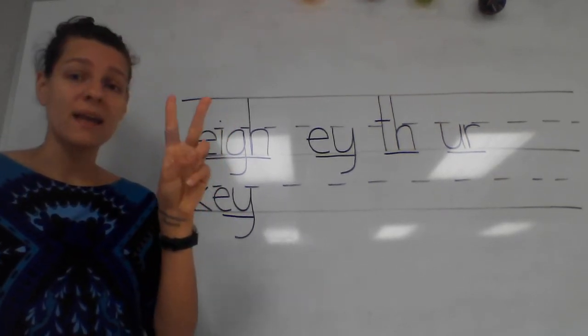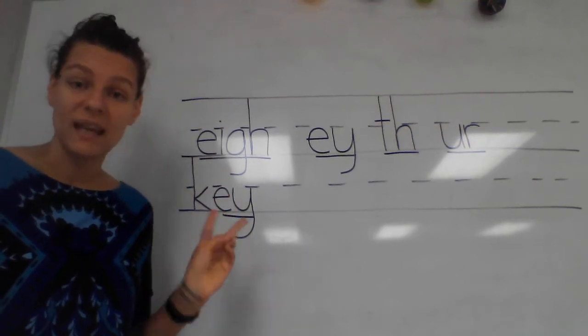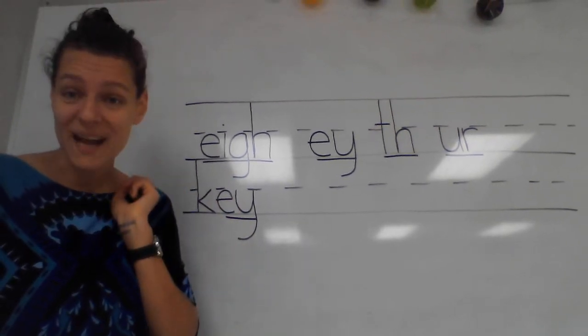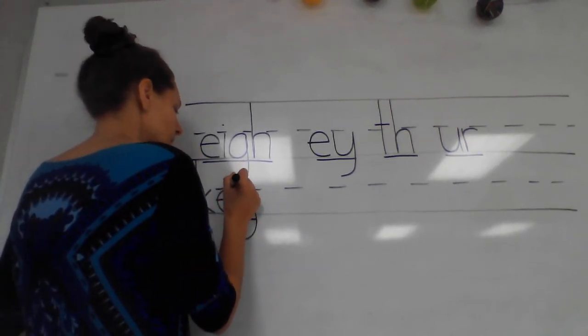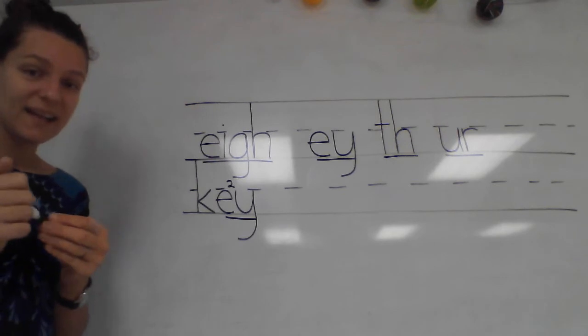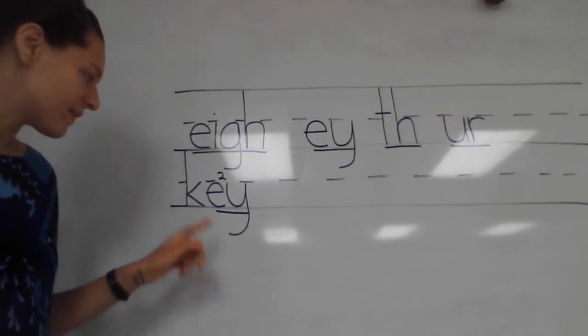A-E. Oh, good. A-E. Its second sound is E. So I know I need to put what on top? Show me. Good. All right, let's say our sounds and put them together.